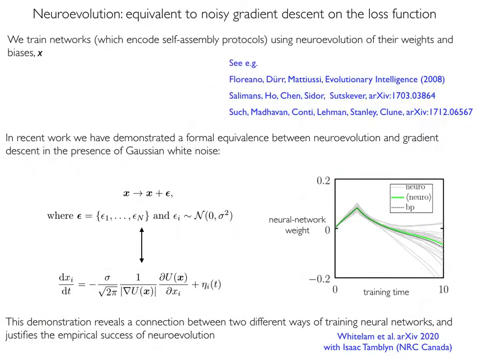As an aside, I should say that we're using neuroevolution of the weights and biases of a network. In recent work, we demonstrated a formal equivalence between this kind of neuroevolution and gradient descent in the presence of Gaussian white noise. This demonstration reveals the particular connection between two ways of training neural networks and provides some justification for the empirical success of neuroevolution.